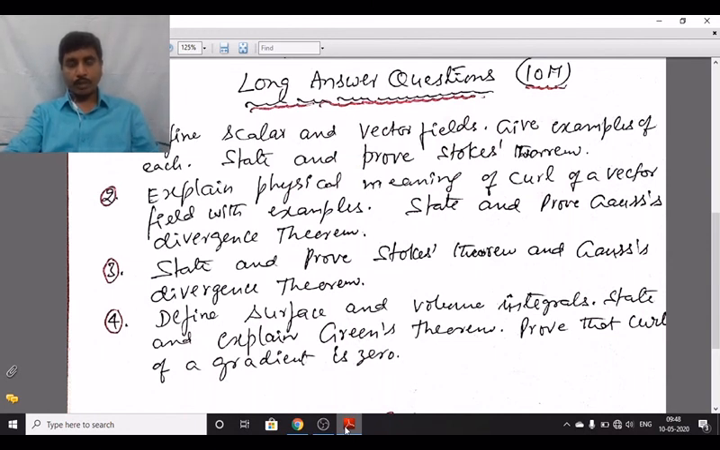These combinations may vary in the examination. So if you read the questions of this type, you can give answers easily.